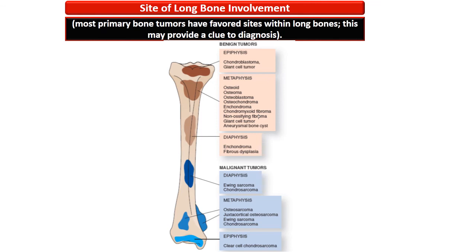Malignant tumors of diaphyses are Ewing sarcoma and chondrosarcoma, while clear cell chondrosarcoma tends to locate at epiphyses. The metaphysis is affected by osteosarcoma, juxtacortical osteosarcoma, Ewing sarcoma, and chondrosarcoma.